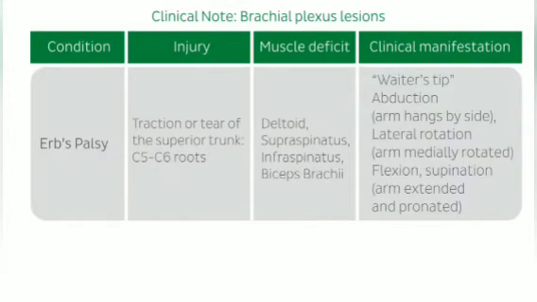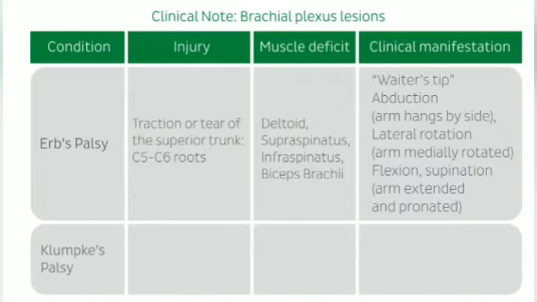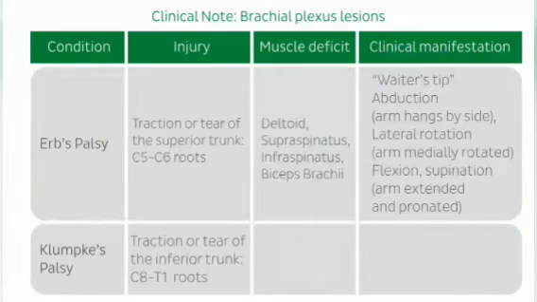The other condition we're going to talk about is Klumpke's palsy. This is caused by a lesion to the inferior trunk, which affects the 8th cervical and the 1st thoracic nerve roots. This type of injury is also related to a difficult childbirth and can occur during a difficult vaginal delivery.